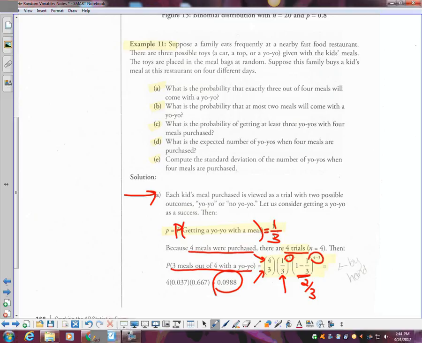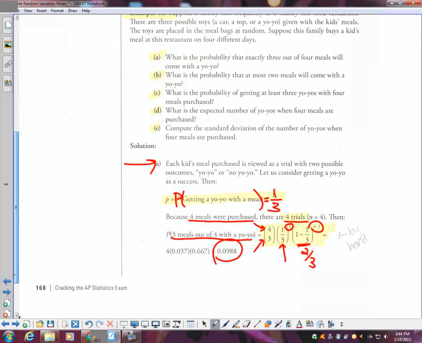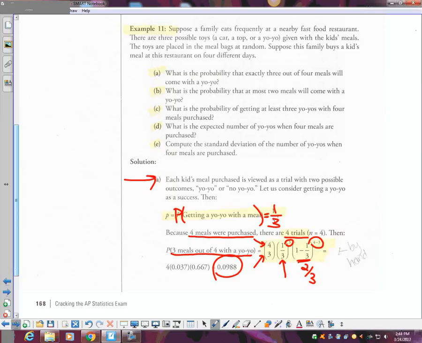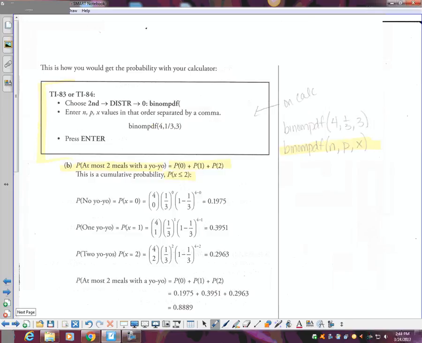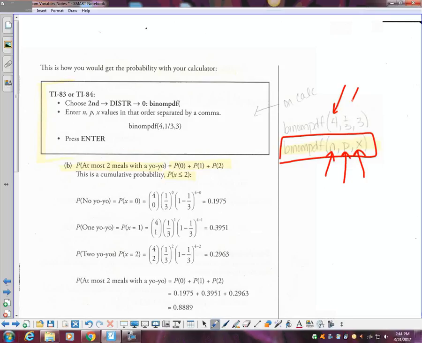And if it's a free response, you have to do it by hand. You have to show the formula. If it's multiple choice, then you can totally do this on your calculator. Binomial PDF, N, P, X. N is the number of trials, P is the probability of success, and X is the number of successes you want. So I'm going 4 times. I have a probability of success of 1/3, and I want to be successful 3 times. Type that in, boom, got your answer. That's if it's multiple choice.